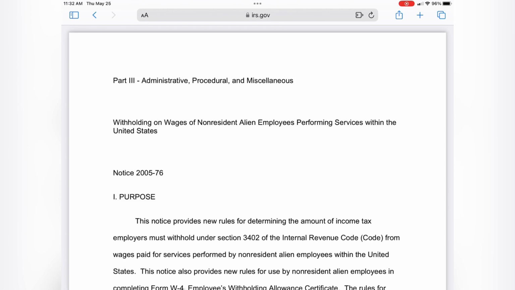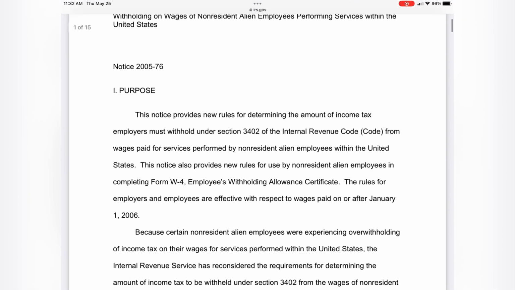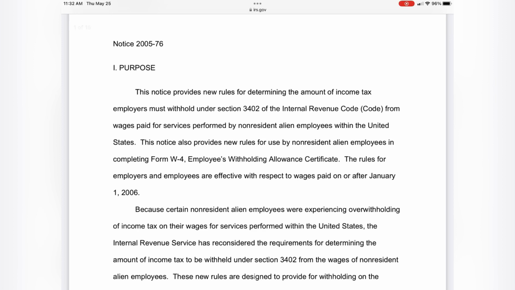It's a 15-page document and it deals with withholding on wages of non-resident alien employees performing services within the United States. And it reads, this notice provides new rules for determining the amount of income tax employers must withhold under section 3402 of the Internal Revenue Code from wages paid for services performed by non-resident alien employees within the United States. This notice also provides new rules for use by non-resident alien employees in completing Form W-4, Employee's Withholding Allowance Certificate.